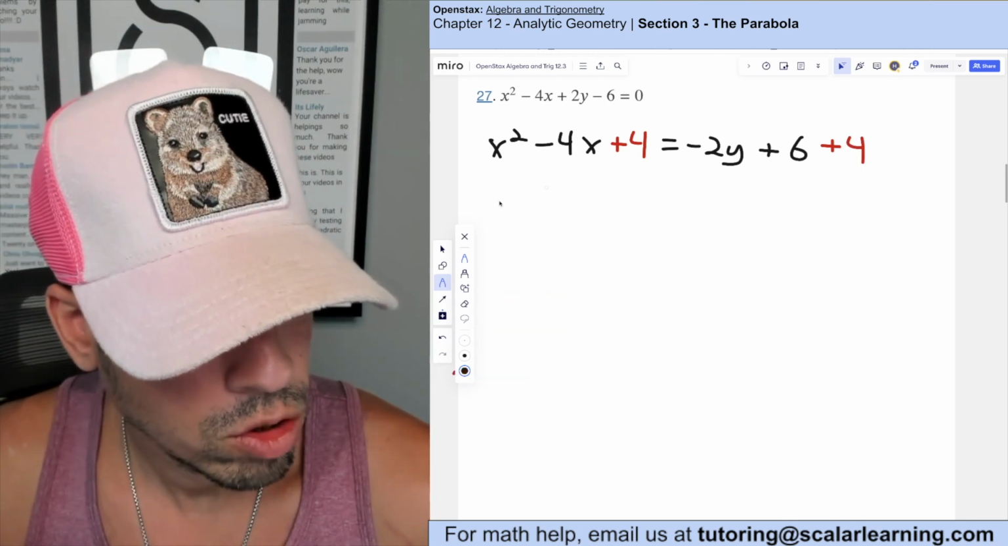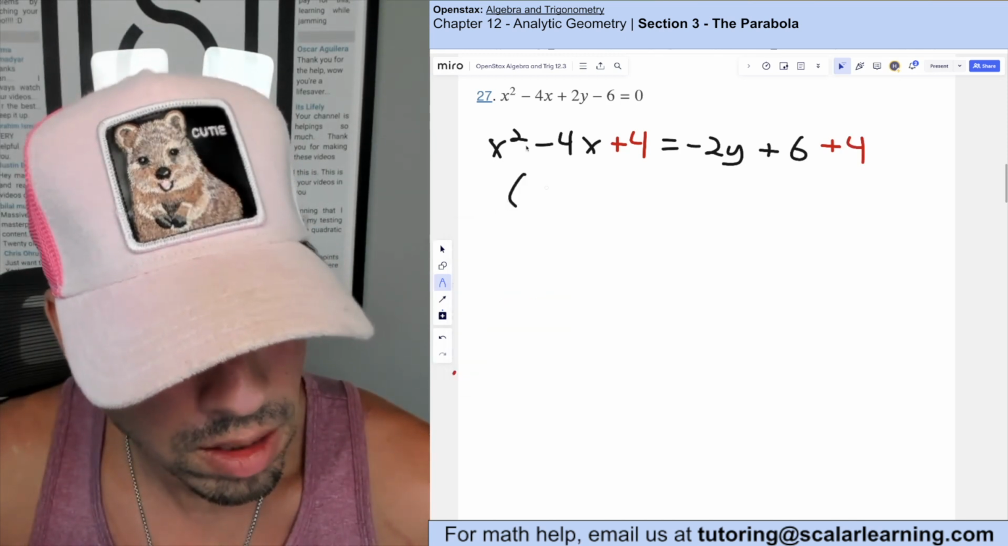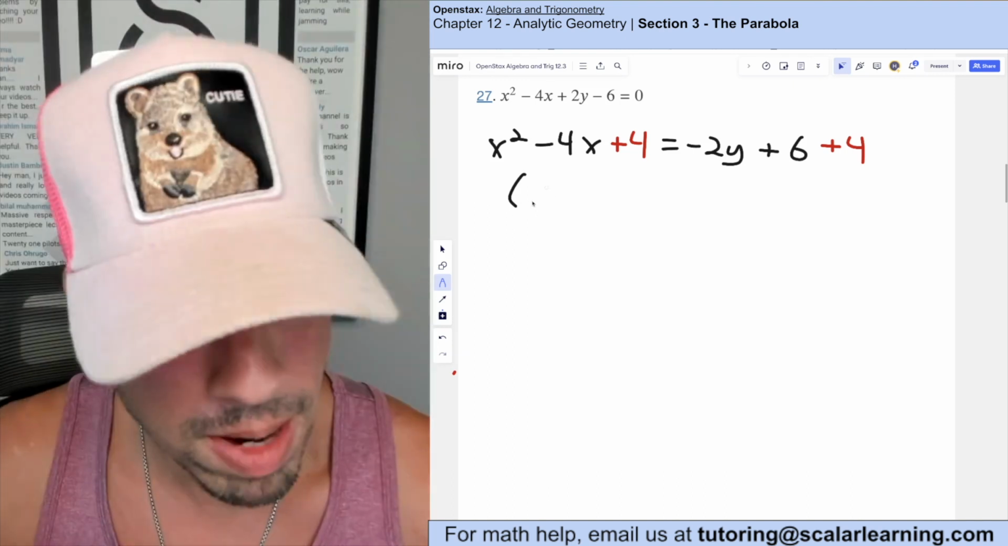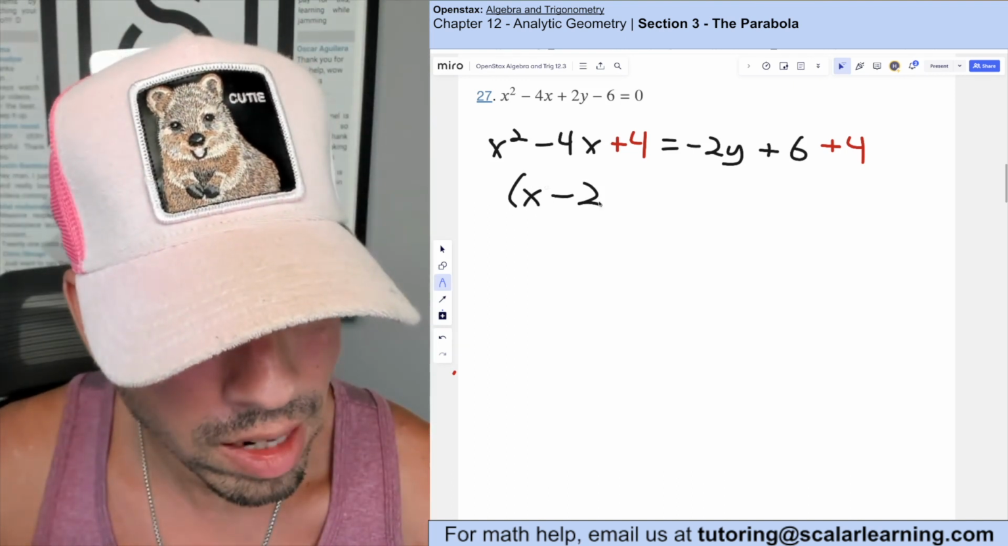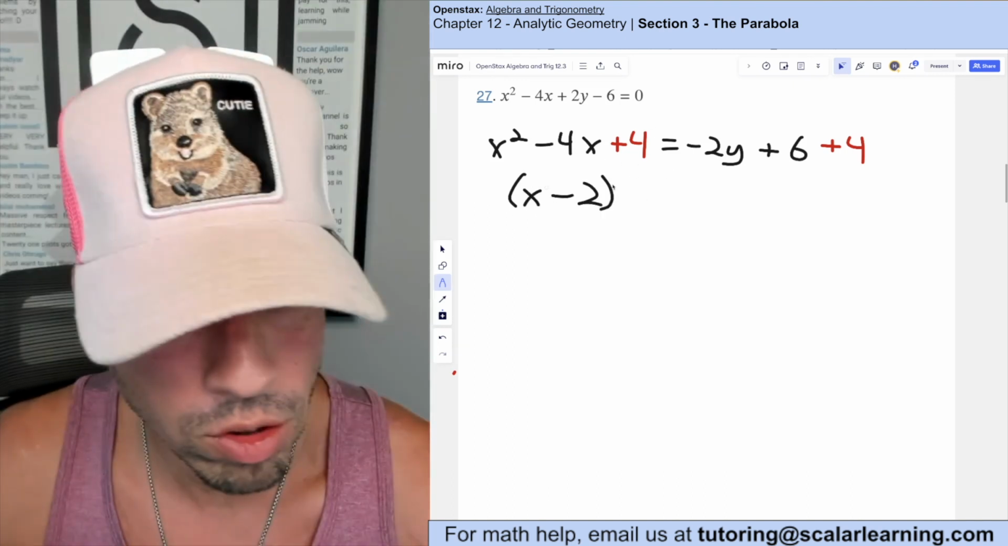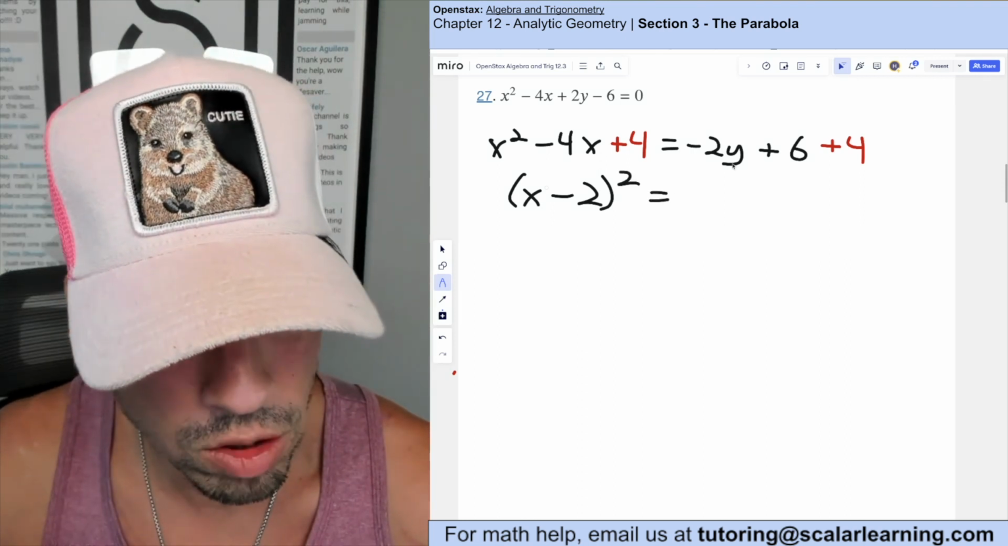And now we're going to factor this on the left-hand side because it's a nice perfect square. That's what we did. We made a perfect square. And that is x minus 2 times x minus 2 when you factor it, which is x minus 2 squared, equals.